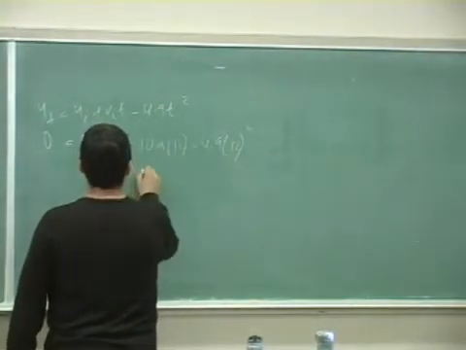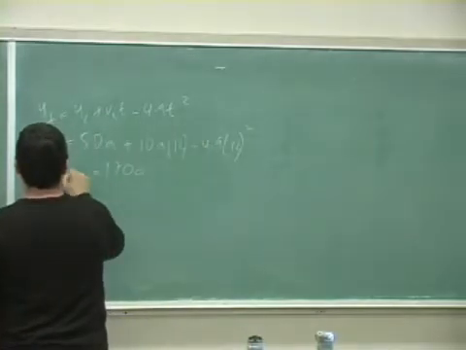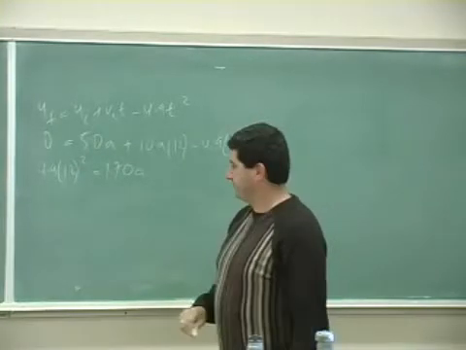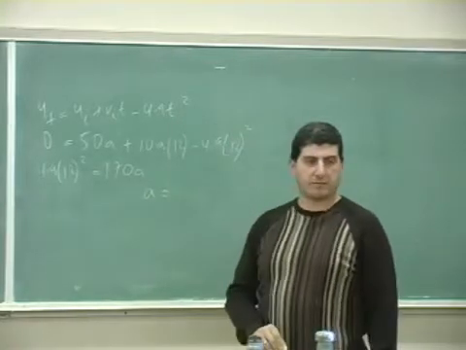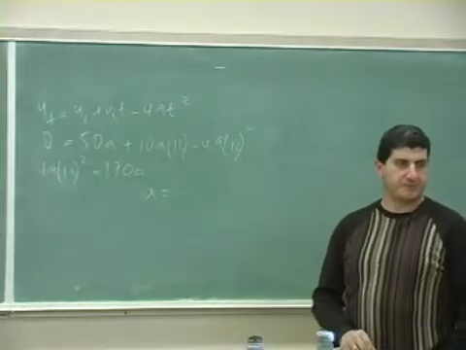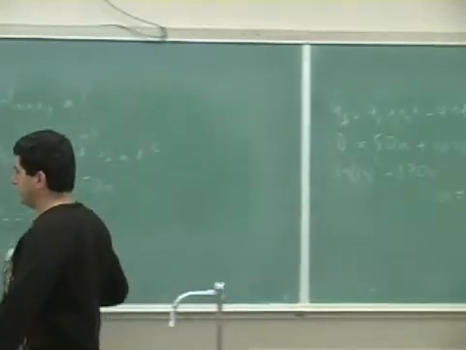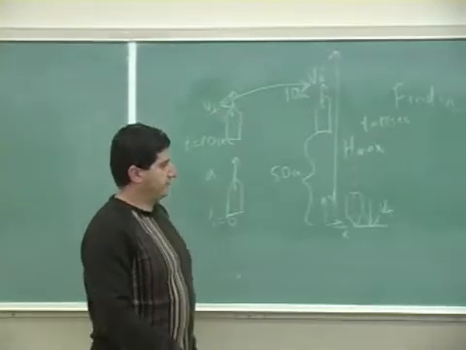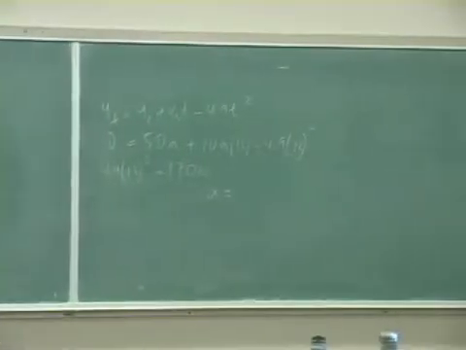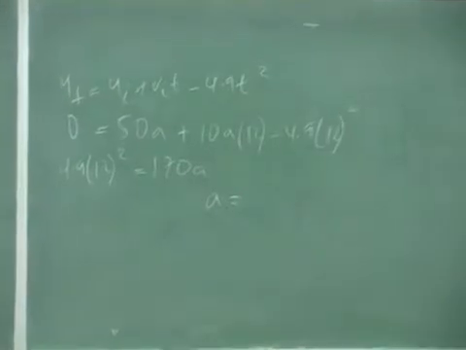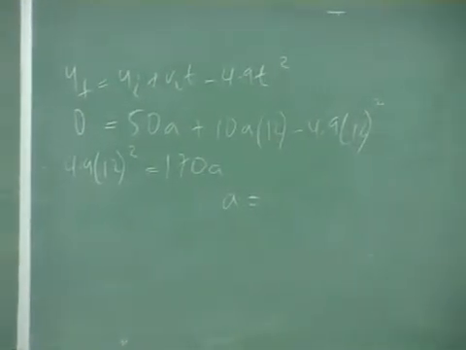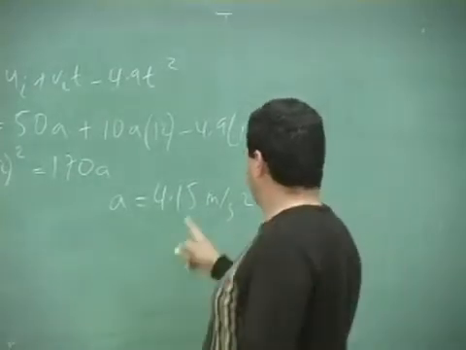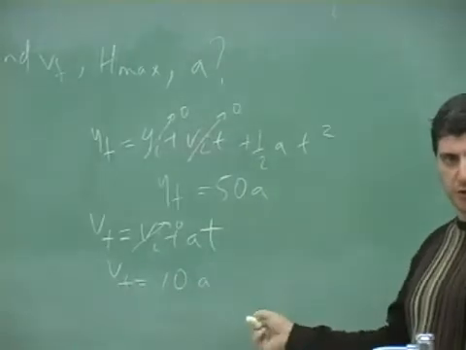120 plus 50, 170A is 4.9 times 12 squared. And then A is equal to 4.9 times 12 squared over 170. What is that? Okay, once you get that, then you can go back and get the V final, 10 times 4.15.